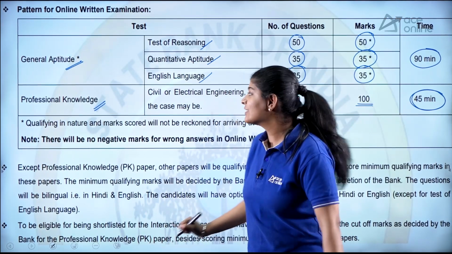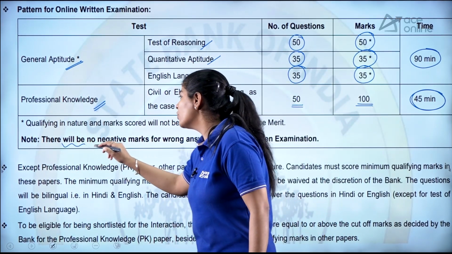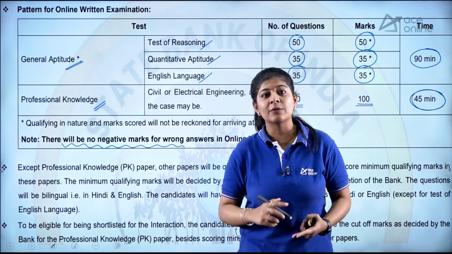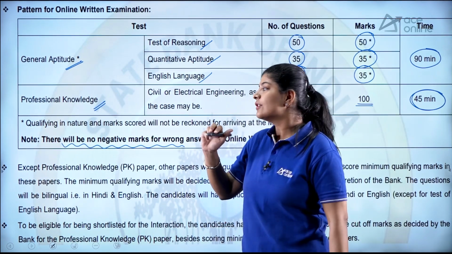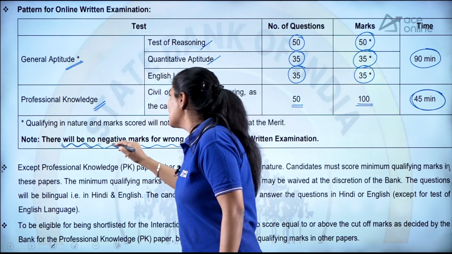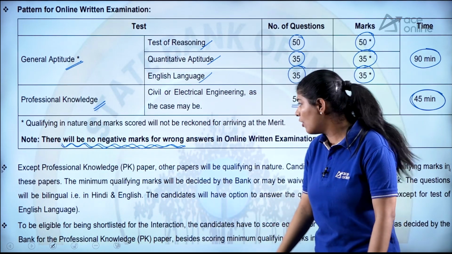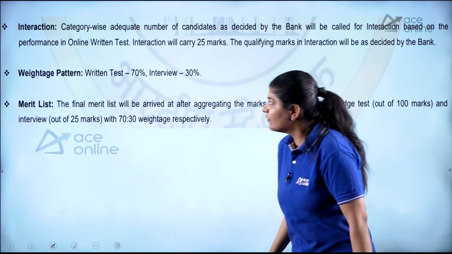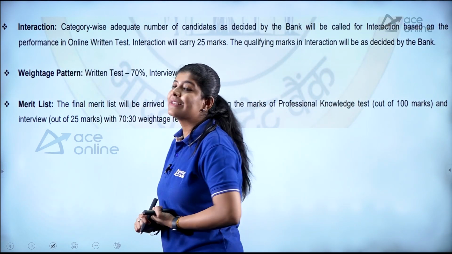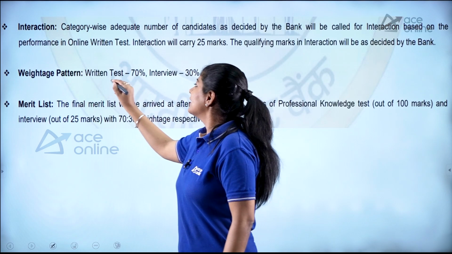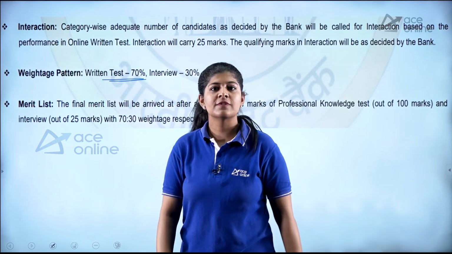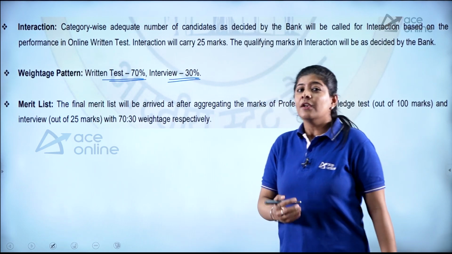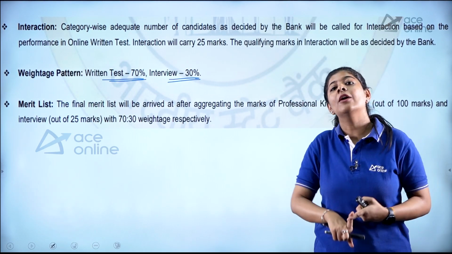The best thing which is mentioned over here is that there will be no negative marking. Everyone has this doubt in their mind whether there's a negative marking or not. So they clearly mention there will be no negative marking for wrong answers in the online written examination, right? Apart from that, they also mention the weightage pattern. For the written test, they are giving a weightage of 70%, and for the interview, there is a weightage of 30%.